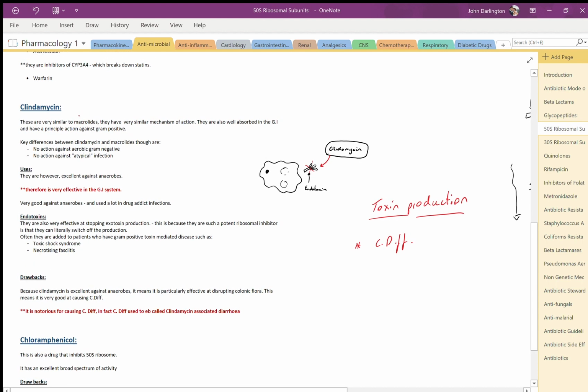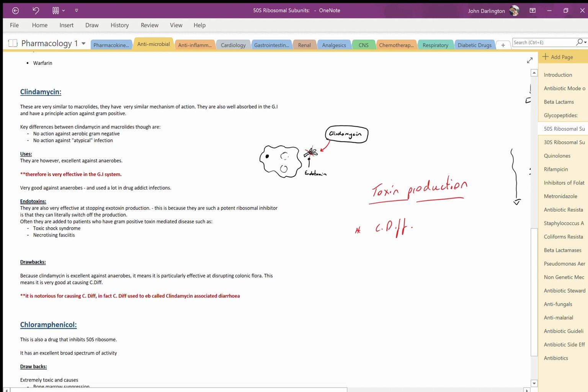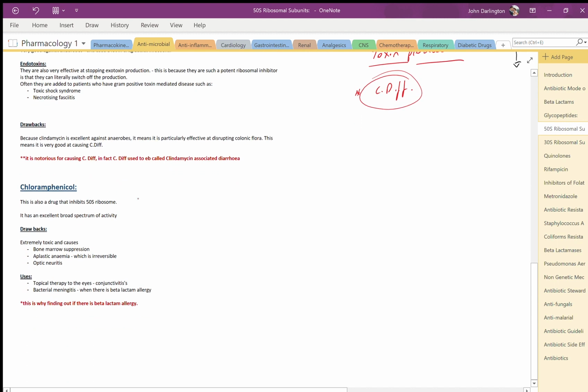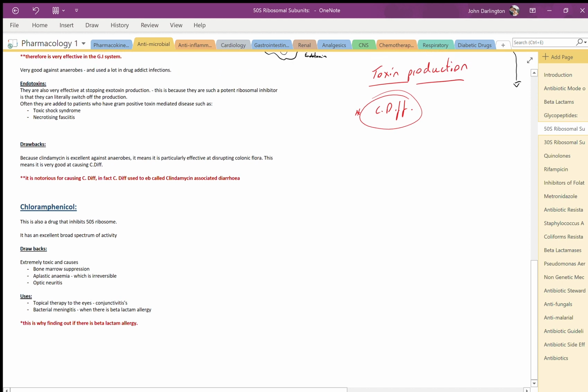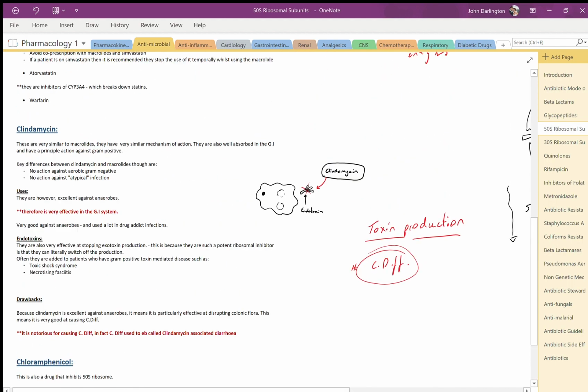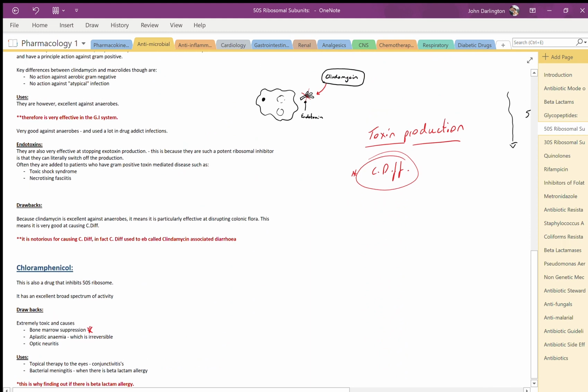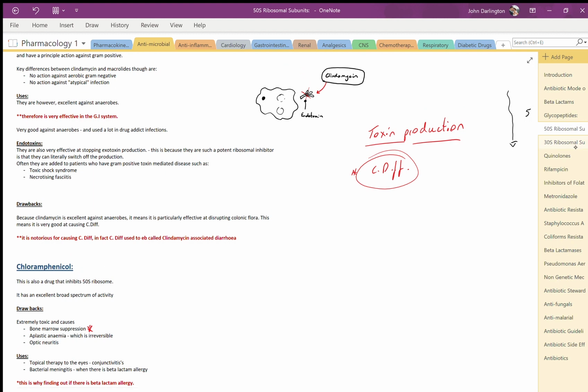So people usually only get put on this when it's really necessary because of the risk of C. diff. And then there's another drug called chloramphenicol, which is only really used in severe cases or topically for eye infection, so I don't think you need to know much about this. It's also used as a second line sort of drug for severe meningitis, but it's very rarely used. It can cause severe bone marrow suppression. It's really quite a severe drug.